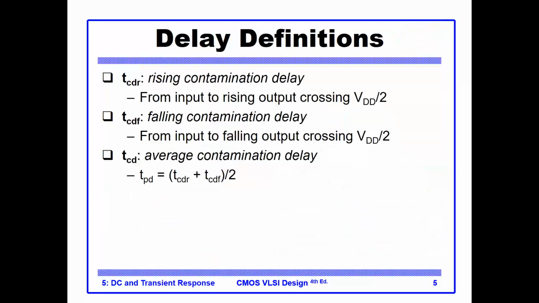Okay, now, here he talks about the contamination delay, which means the fastest delay. We're not going to address this a lot in our course, but we will just point to it. It is used for minimum delay for circuits, and this is typically important for hold time checks, which we will do very little of at this level of this course.